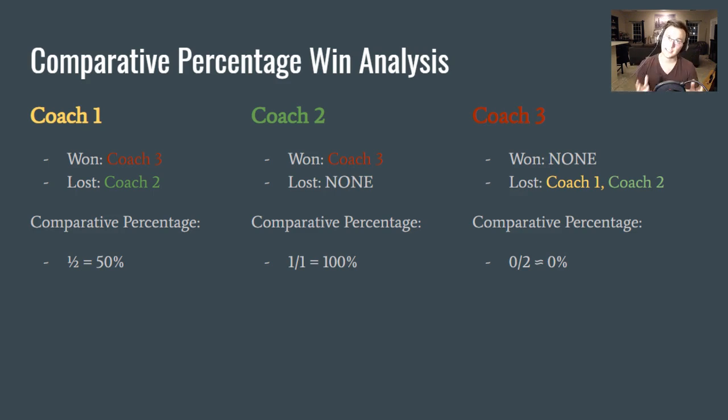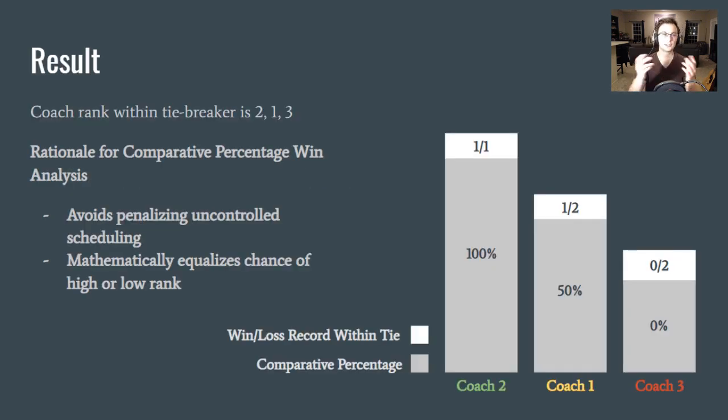Comparative percentage win analysis. That's the key there. So he won 1 game, but he only played 1 game in this subset of head-to-head coaches. So he has a 1-to-1, which is 100%. Good job, Coach 2. And sad Coach 3. Won none of the games here. Lost to both Coach 1 and Coach 2. Comparative percentage of 0/2, which is effectively a big old goose egg, 0%. So what's the result? The rank is Coach 2, then Coach 1, then Coach 3. Coach 2 is 100%, Coach 1 is 50%, Coach 3 is 0%. Head-to-head, resolved. Very, very easy.